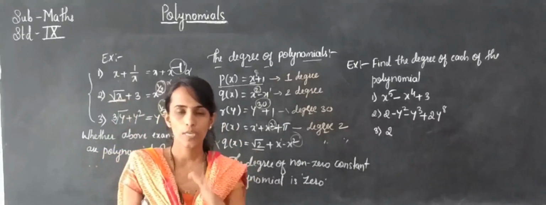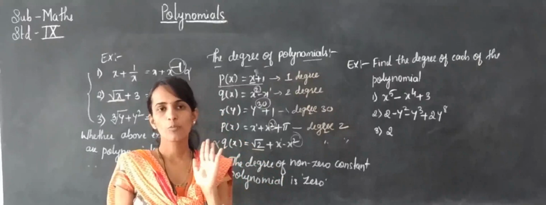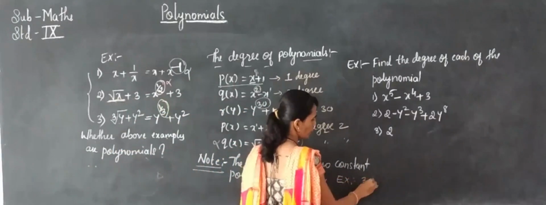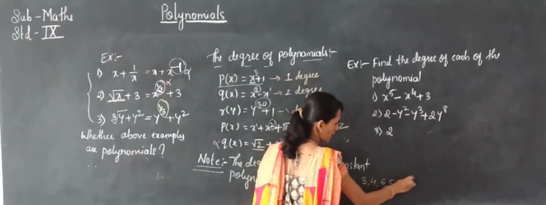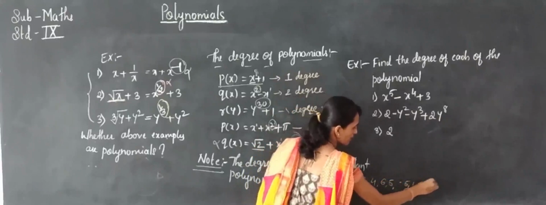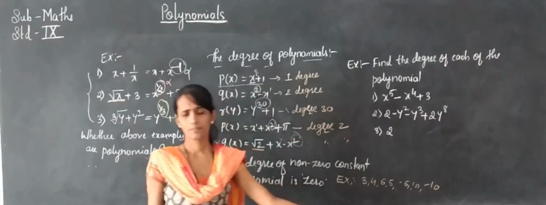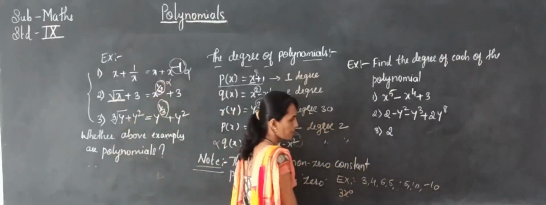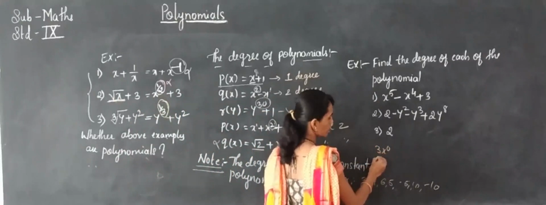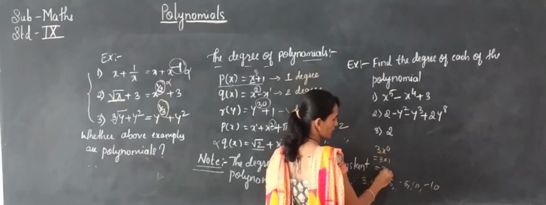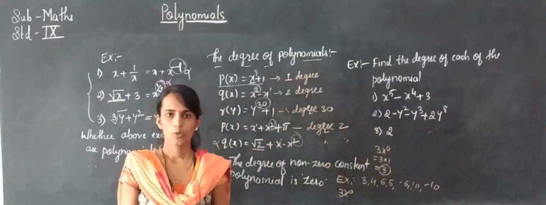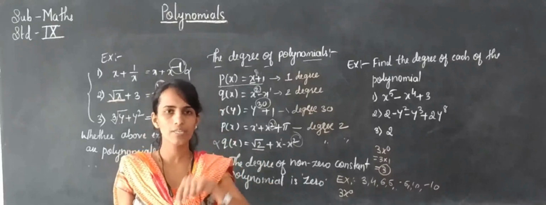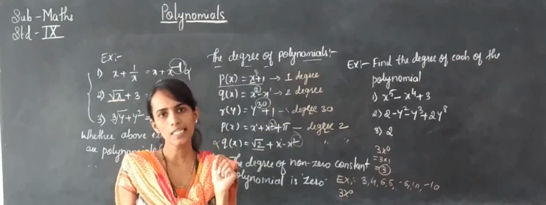Know that the degree of a non-zero constant polynomial is 0. Constant polynomial examples you can take: 2, 3, 4, 6, 5, minus 5, 10, minus 10. Any constant has degree 0. For example, 3 we can write as 3 times x to the power 0, and x to the power 0 is 1, so it is 3. So 3 is a constant polynomial and it has degree 0. It is called a constant polynomial with degree 0.